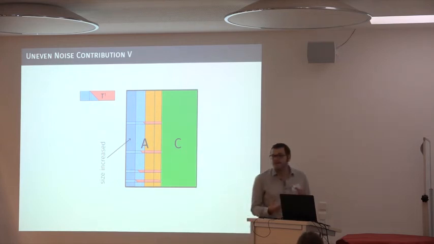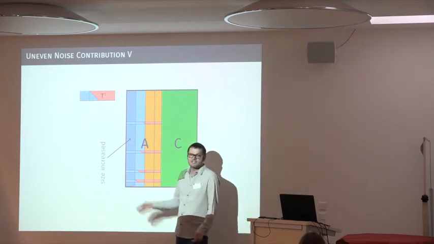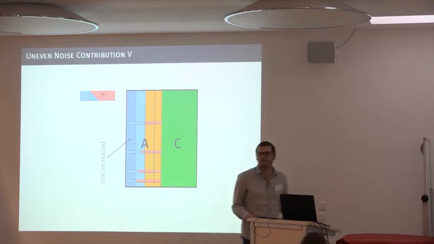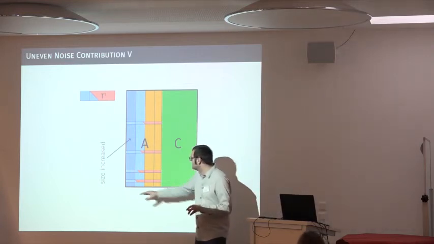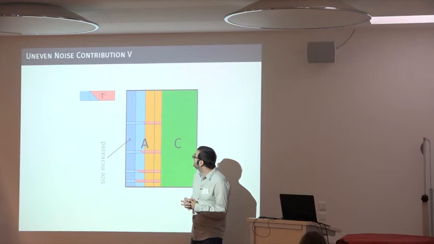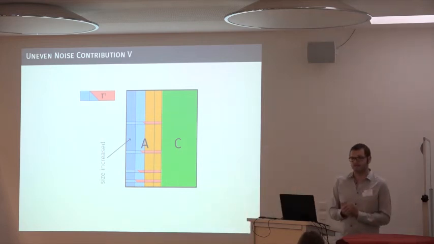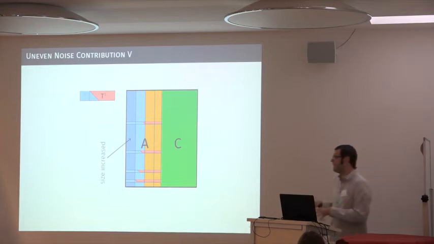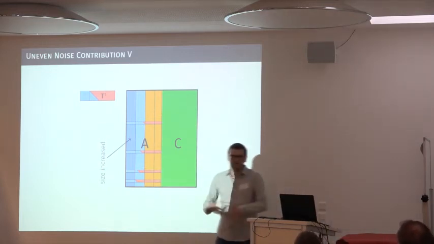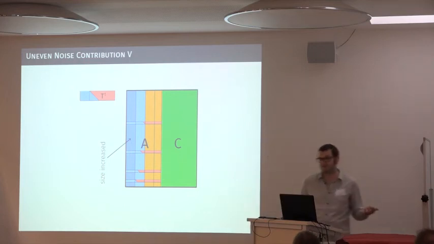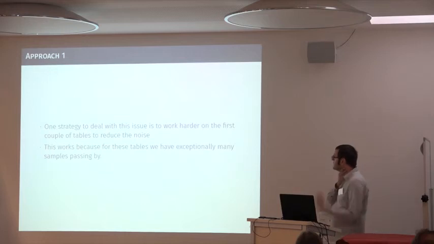So what I can do is I can work a bit harder on these first few tables, just to, maybe by chance, find something that's exceptionally short. Right, so I have this thing like, oh, it needs to be at least this short in order to fit in my table. But let's maybe produce something that is exceptionally short by chance. And you have a better chance of finding something that's exceptionally short in the first column because more samples pass by that you can test. Right, that was our approach in this PKC paper.